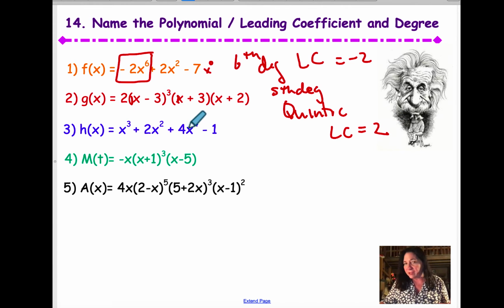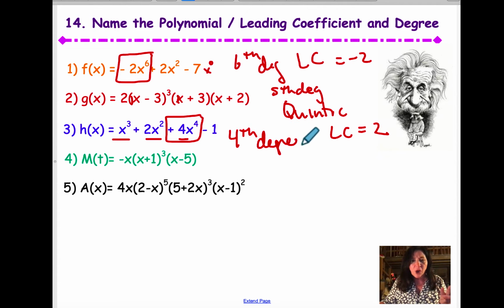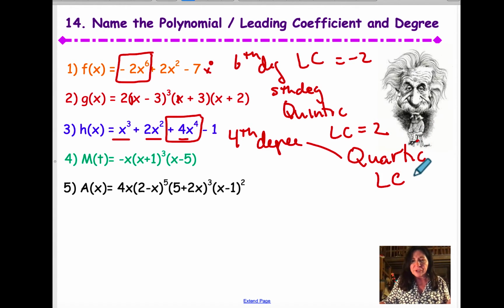I'm adding in this problem, so I'm not adding my exponents. If I'm adding terms, I look at the highest power. And my highest power is this one right here, fourth degree. So it's a fourth degree, and we call a fourth degree quartic, Q-U-A-R-T-I-C. And then my leading coefficient also happens to be 4, because that's the number in front.